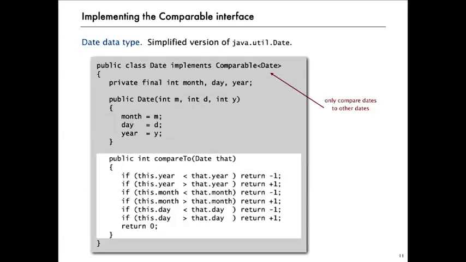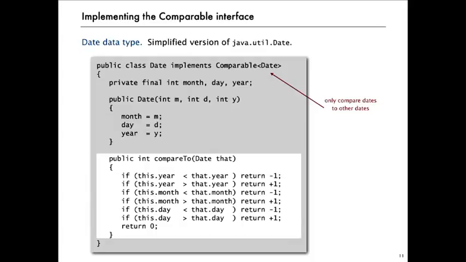In this implementation, the date class has 3 instance variables, the month, the day, and the year. And the constructor fills those in from the arguments, as you can see. So now if you want to compare 2 different dates, then the first thing to do is to check if this year is less than that year, where that is the date given in the argument. If that's true, then it's less, return -1. And if the year is greater, return +1.